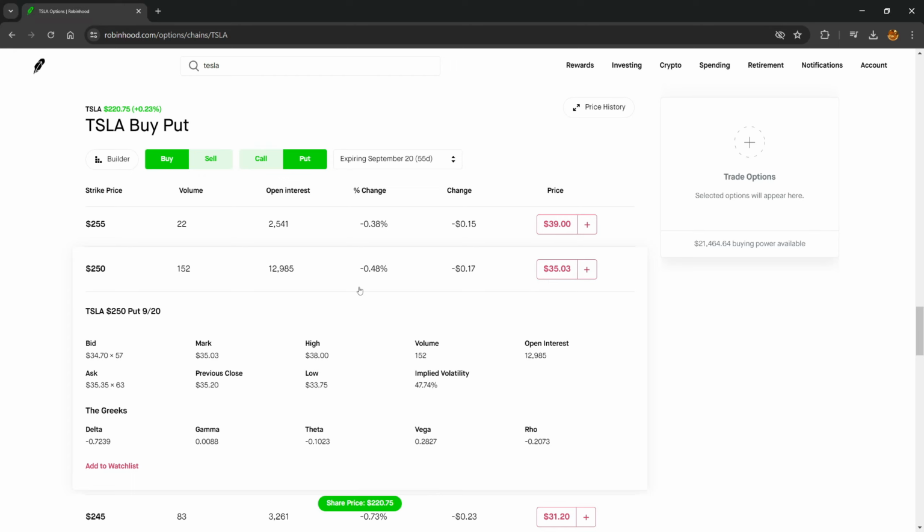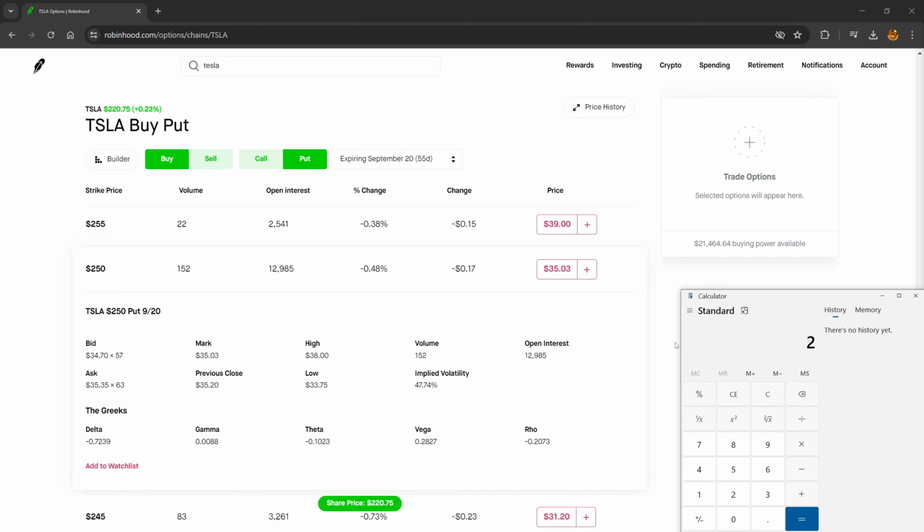$3,503 per contract. Let's calculate quickly here the intrinsic value. We'll take the strike price of 250 minus the current stock price of 220.75. That will result in 29.25. That is the intrinsic value for this put option. Now, if we want to find the extrinsic value, we'll take the 35.03 minus the 29.25. And that will result in 5.78 extrinsic value for this put option.